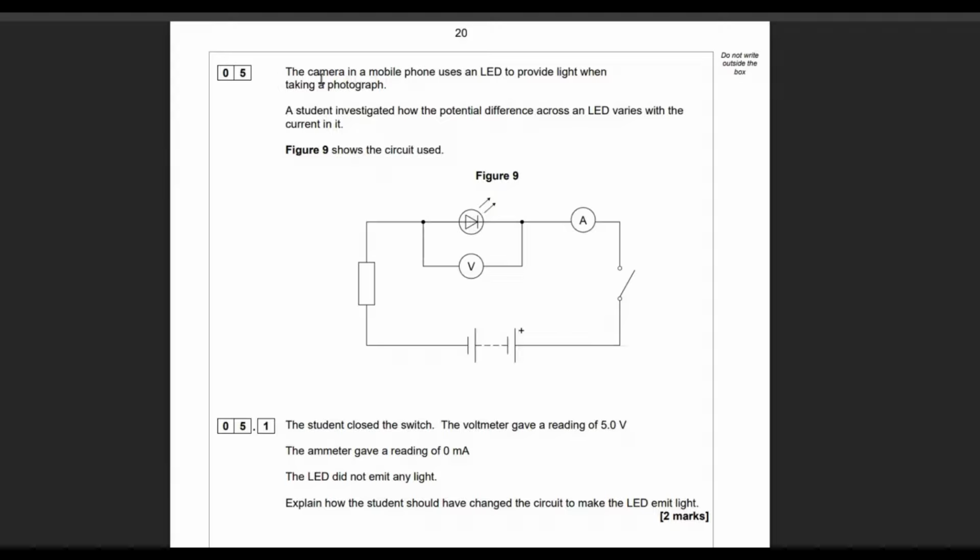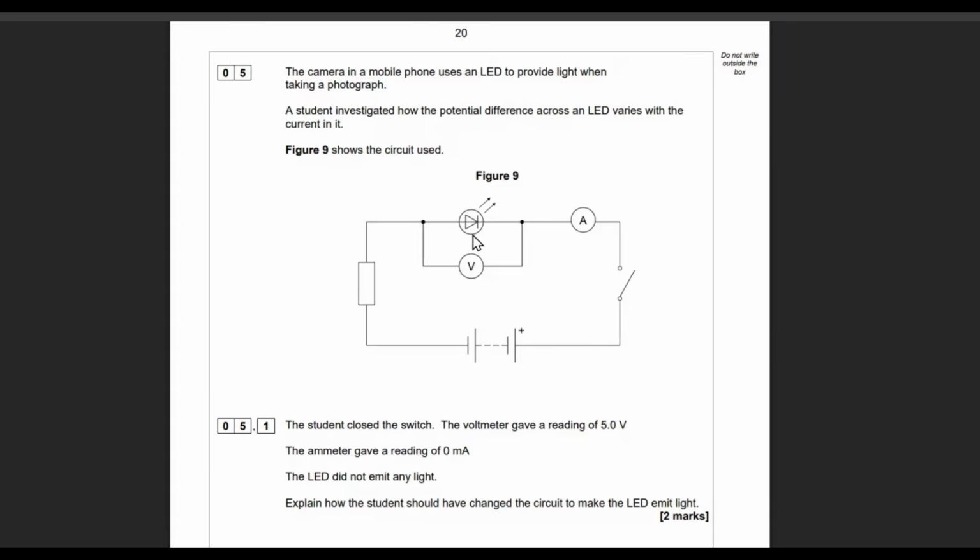Okay, question 5. The camera in a mobile phone uses an LED to provide light when taking a photograph. A student investigated how the potential difference across an LED varies with the current in it. Figure 9 shows the circuit used. Here's figure 9. Here's the circuit.